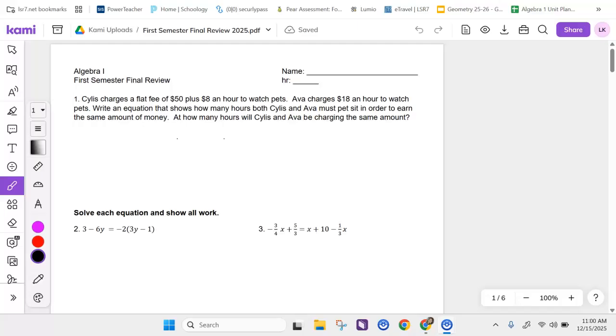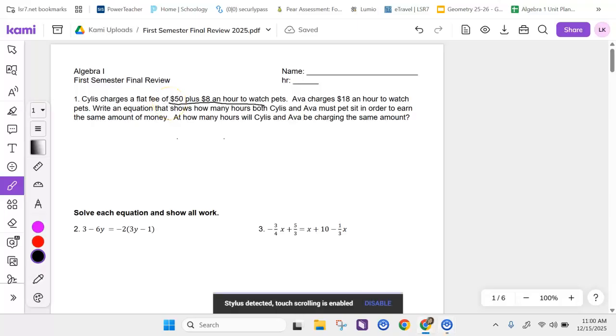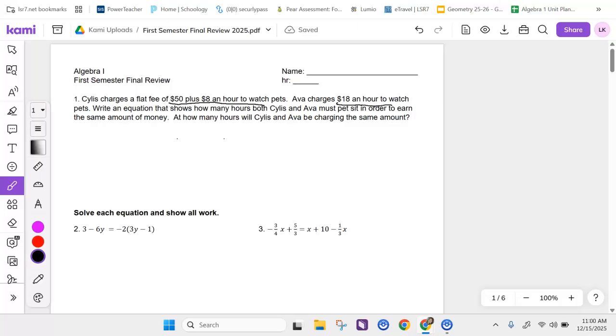Number 1: Seals charges a flat fee of $50 plus $8 an hour to watch pets, and Ava charges $18 an hour to watch pets. Write an equation that shows how many hours both of them must pet sit in order to earn the same amount.